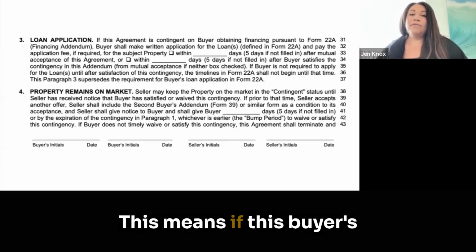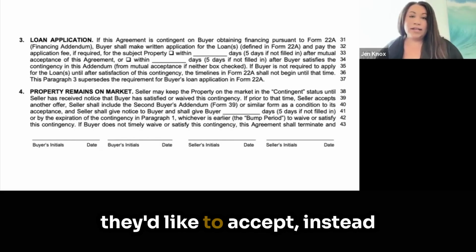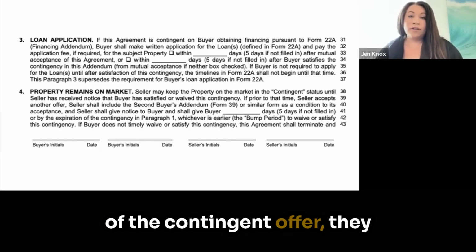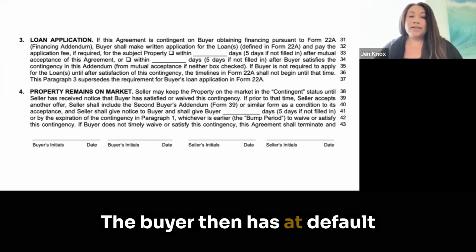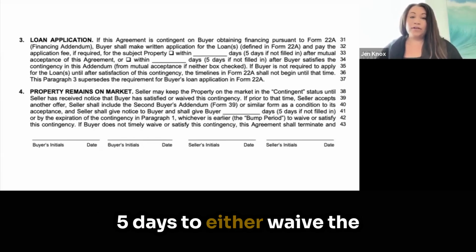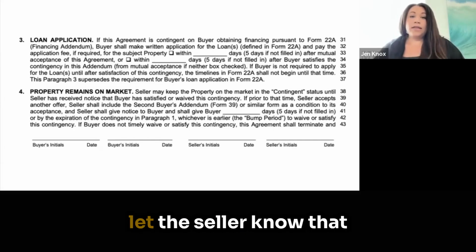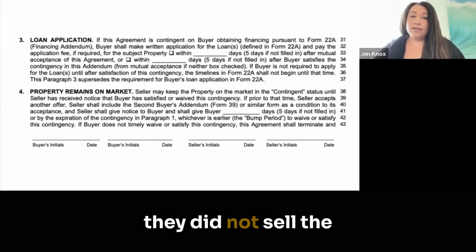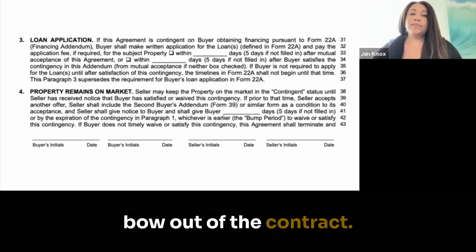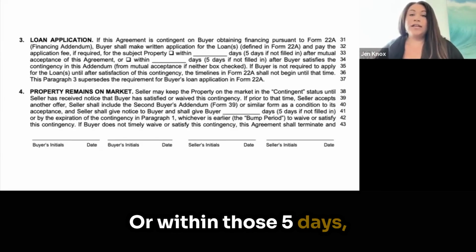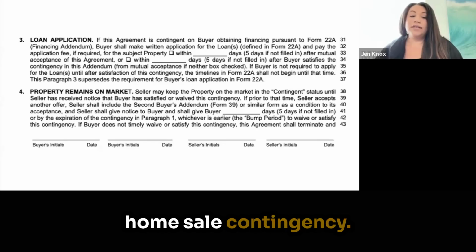This means if this buyer is under contract and the seller receives another offer that they'd like to accept instead of the contingent offer, they give notice to the buyer. The buyer then has, at default, 5 days to either waive the home sale contingency and close the sale, let the seller know that they did not sell the house and they have to bow out of the contract, or within those 5 days, they could get under contract and satisfy the home sale contingency.